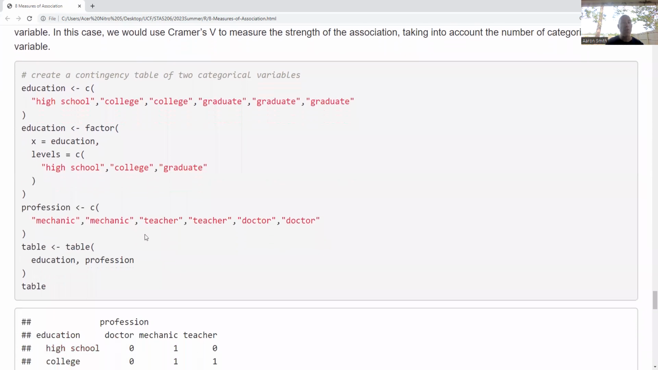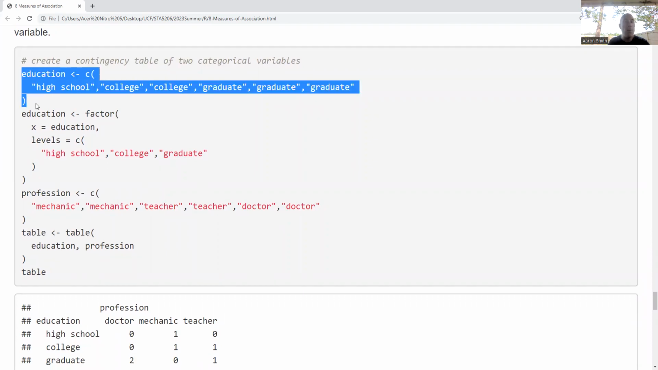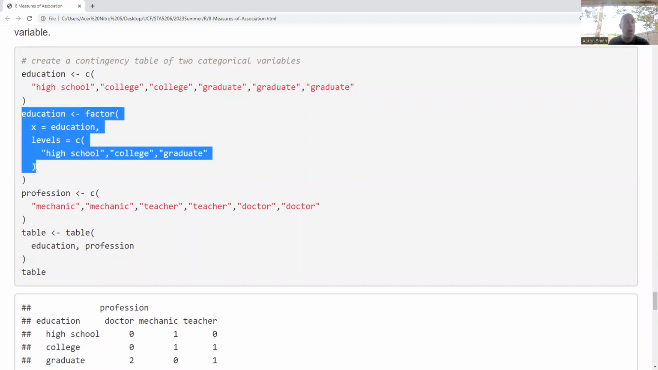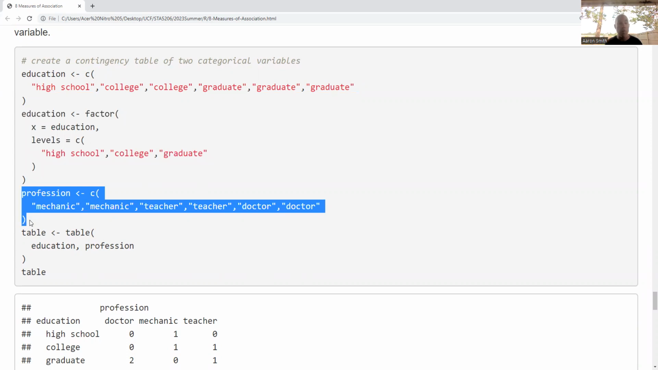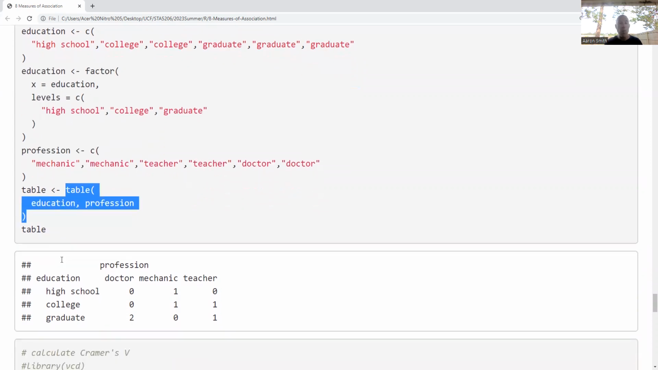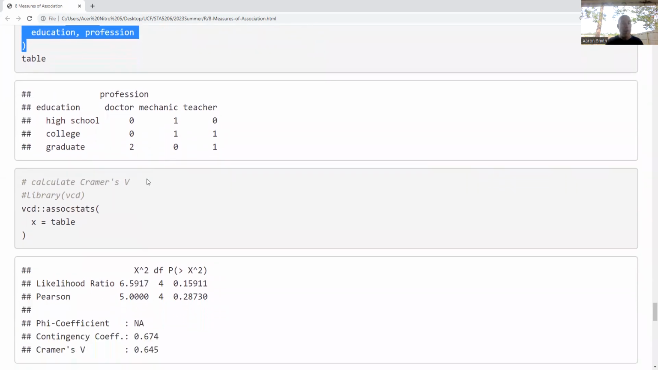All right, so let's go ahead and generate some fake data to work with. Here's the education level. Now here I'm putting education level as a factor. That way, as I run through this, things are ordered in the correct manner. Here is the profession. Notice that there is no ordering on it, and so R is going to present things in alphabetical order. I create my table, and here's my contingency table. And now I can get my Cramér's V statistic off there.